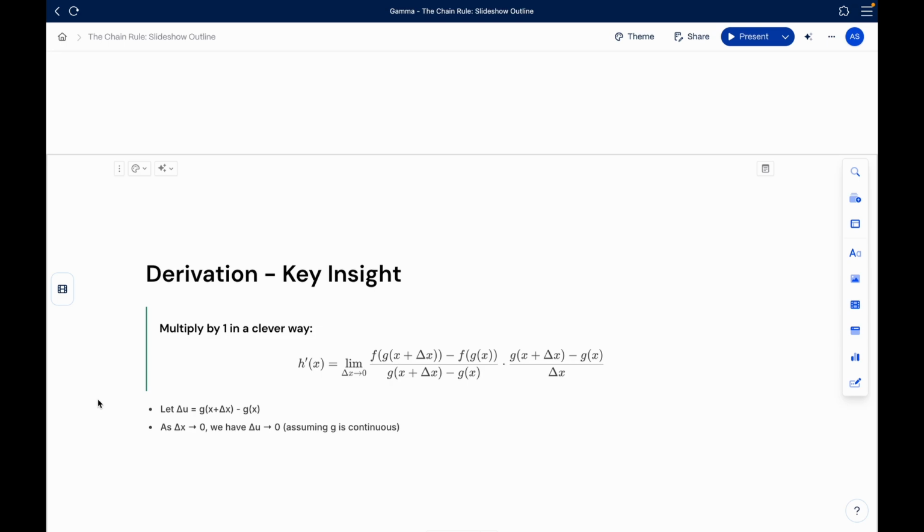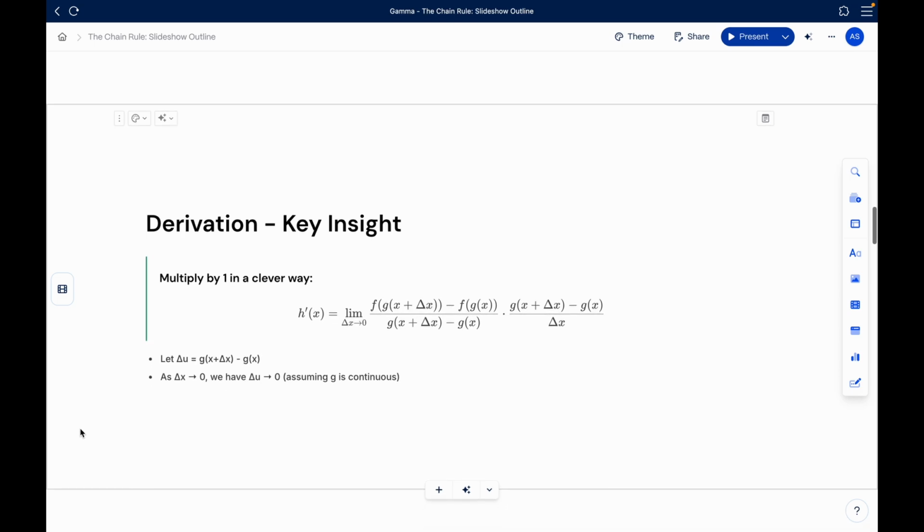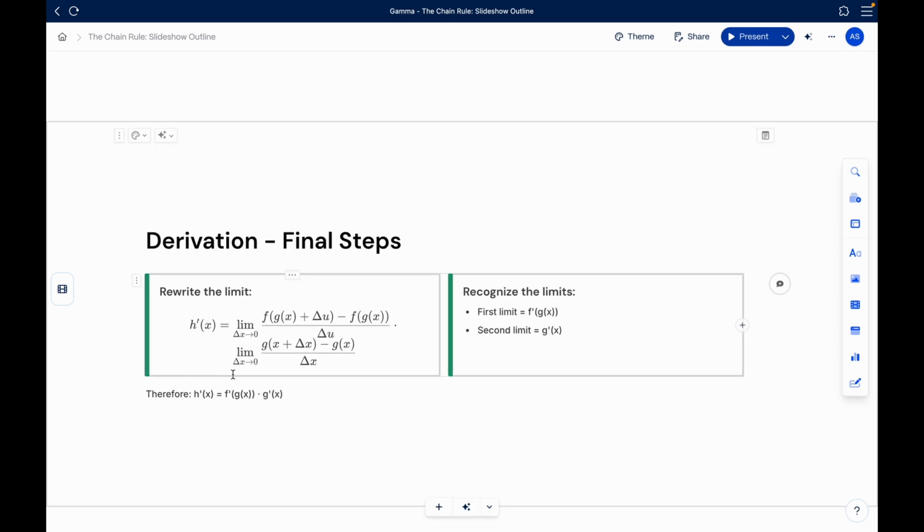Now, let u is equal to g of x plus delta x minus g of x, and as delta x approaches 0, that means delta u, or just u in general, is equal to 0, assuming g is continuous. Now the final step is to use a limit property to split the limit in two limits. And the first limit, if you recognize it, will be f dash of g of x, because technically we have delta u in the denominator, and that's what made it so much simpler.